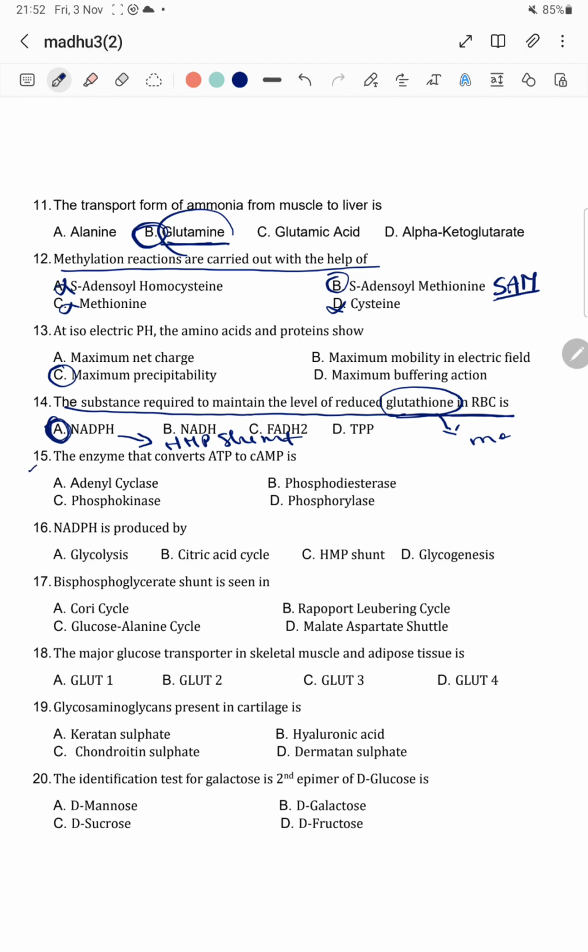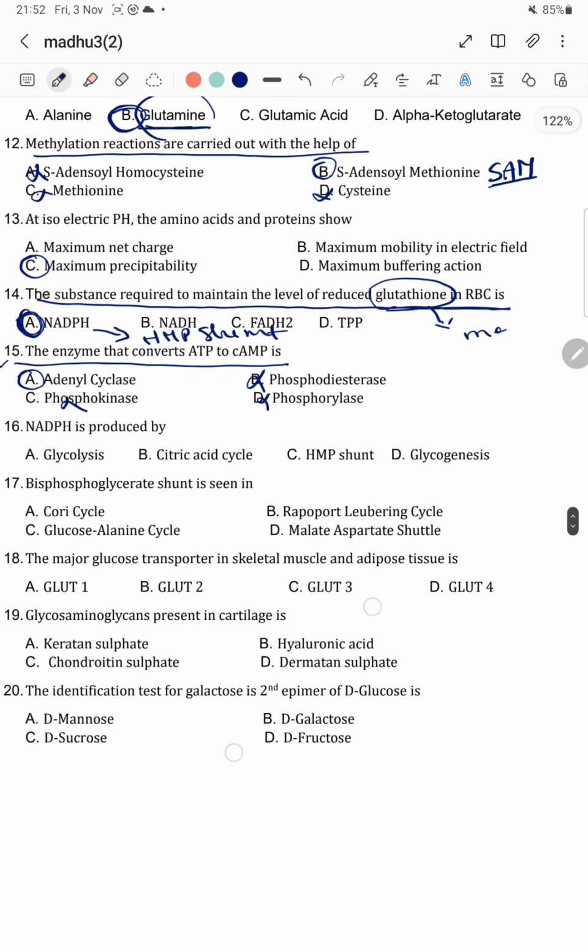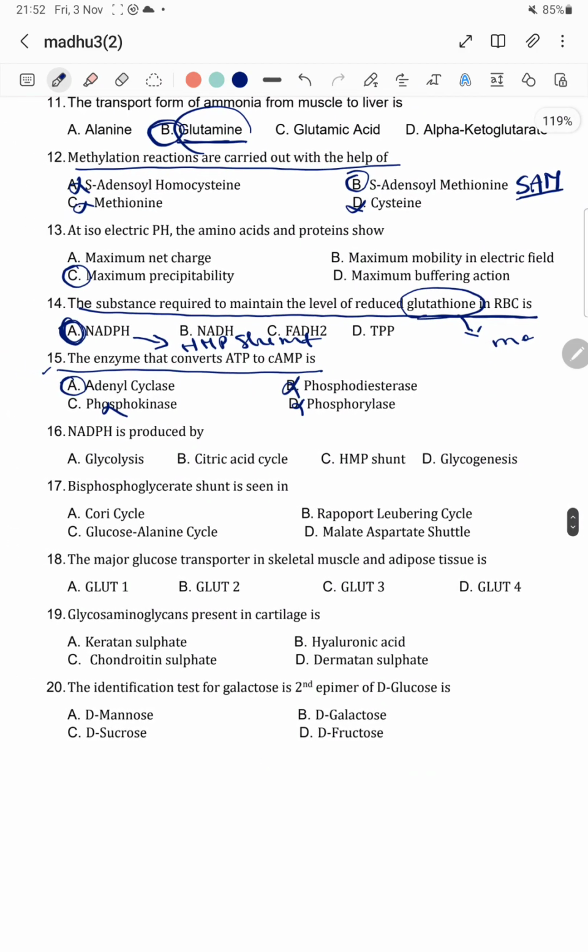Okay, the 15th one: the enzyme that converts ATP to cAMP is adenylate cyclase, or adenyl cyclase, which is the correct answer. Phosphokinase, phosphorylase, and phosphodiesterase are all incorrect, randomly given. The 16th one: NADPH is produced by glycolysis, no. Citric acid cycle, no, NADH plus H plus is produced in these two. Glycogenesis, no. The HMP shunt is the correct answer. The HMP shunt is a source of NADPH, and that NADPH is in turn required for biosynthetic reactions of metabolism.